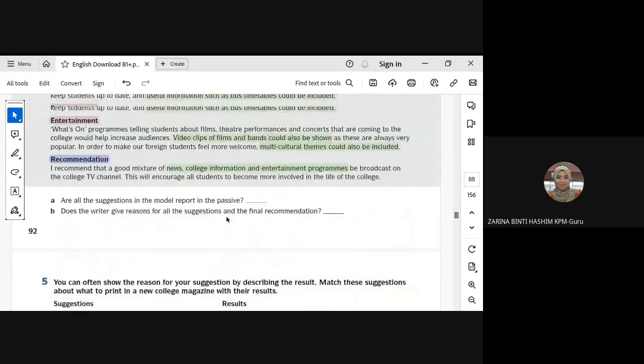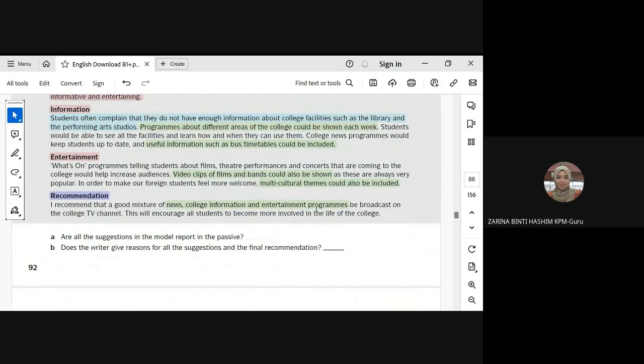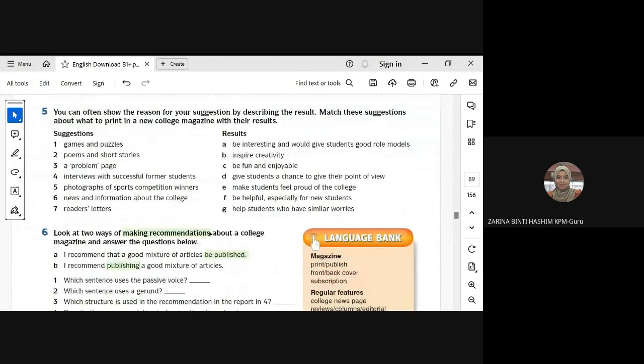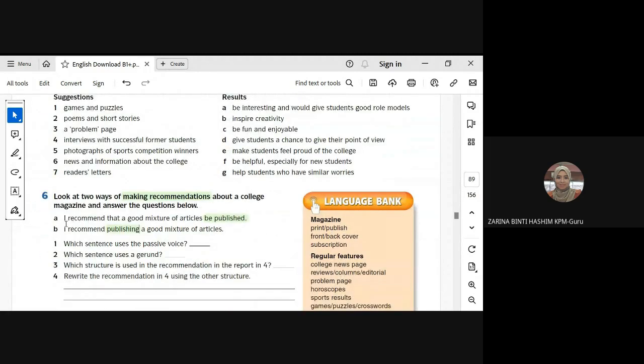Just now from the example given, they are doing be broadcast. So they're using the first type, the first way. B, they're using the passive form. If you don't want to use passive form, you can also write as number B here.